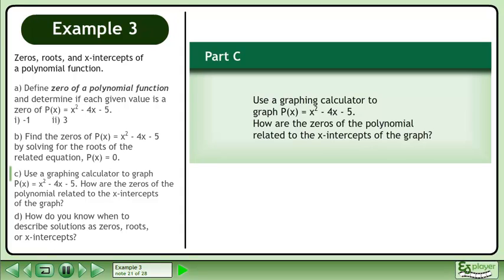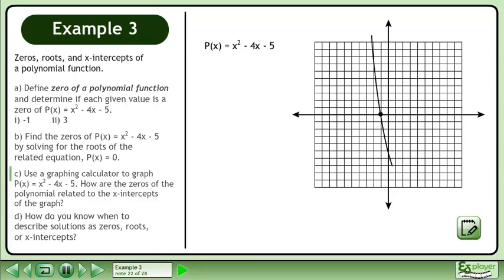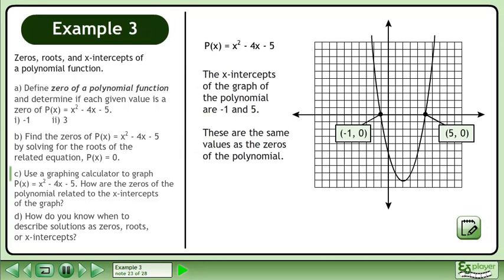Now we'll move on to Part C. Use a graphing calculator to graph p of x equals x squared minus 4x minus 5. How are the zeros of the polynomial related to the x-intercepts of the graph? Draw the graph of p of x equals x squared minus 4x minus 5. The x-intercepts of the graph of the polynomial are -1 and 5. These are the same values as the zeros of the polynomial.